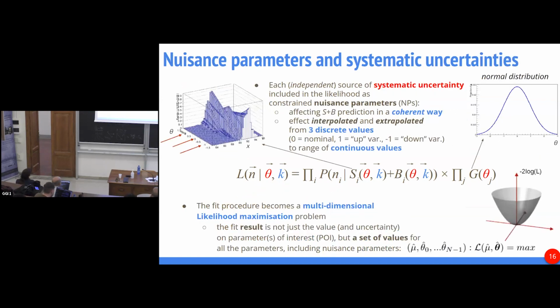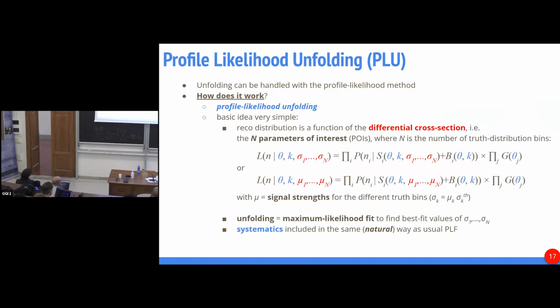These are some details. The most important thing is whenever you do a fit with a profile likelihood, you get a value not only of the parameter you are measuring, but also a set of values for all the parameters associated with systematic uncertainties, which we call nuisance parameters. Okay, this was a very quick description of what a profile likelihood fit is.